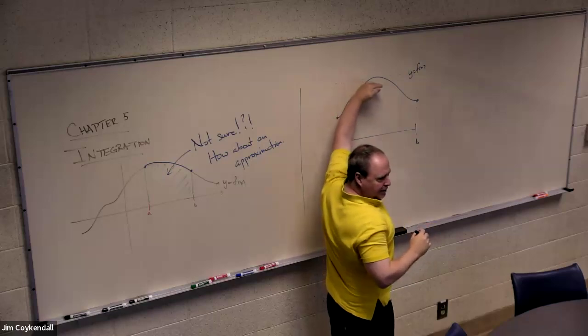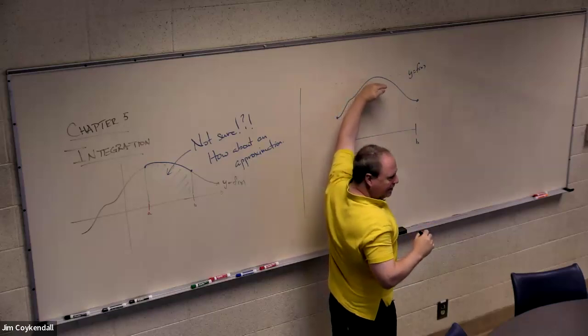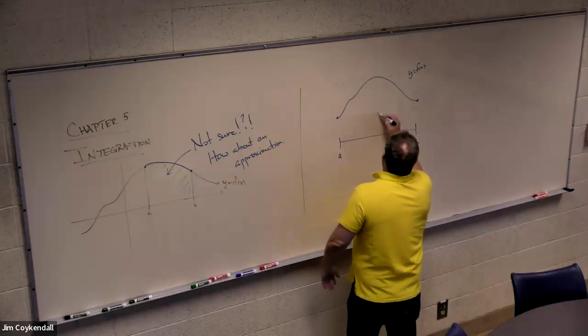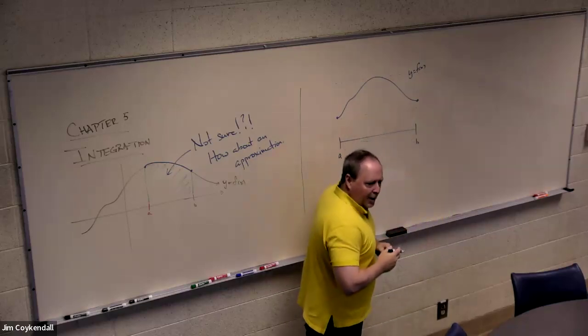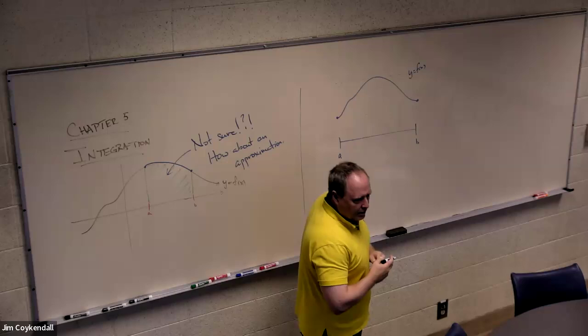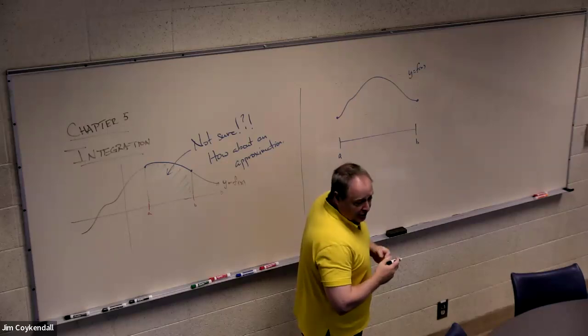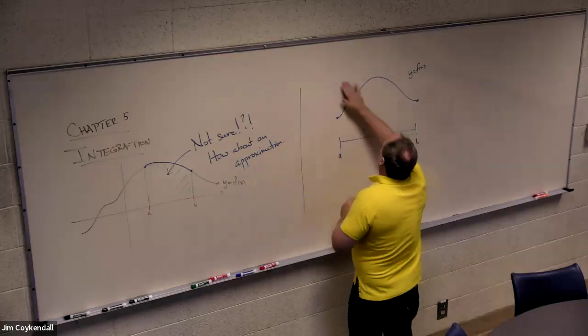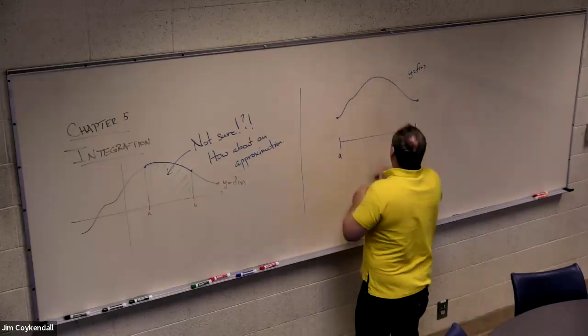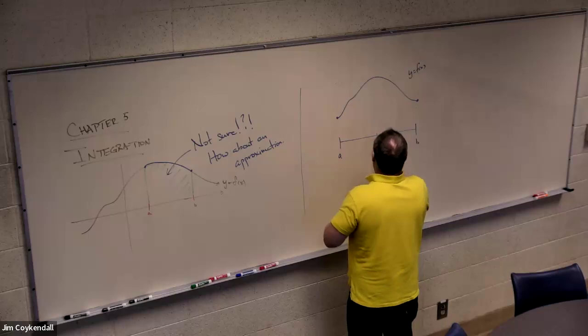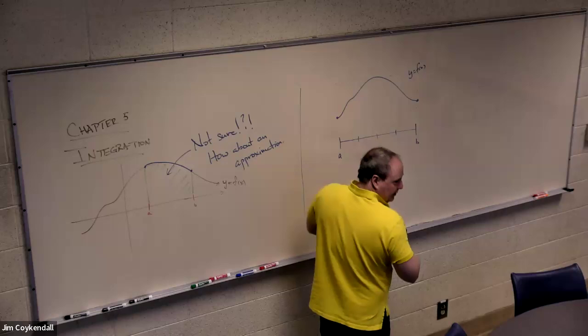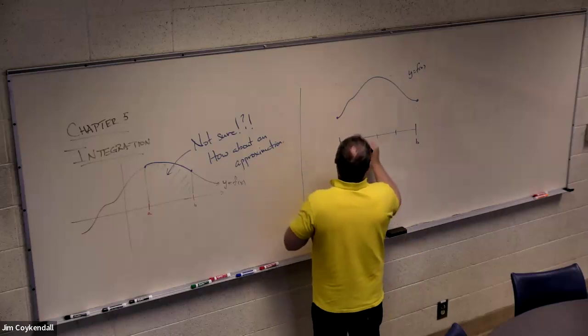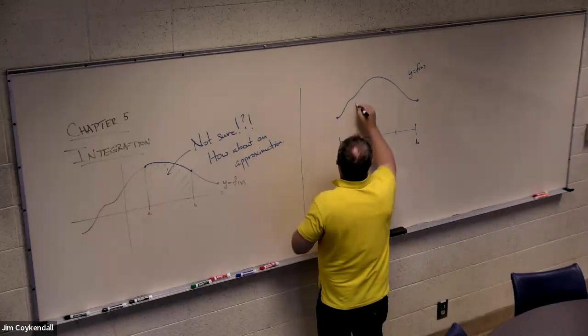Would my approximation be too big or too small? Too big. And I can also go down here. That approximation would probably be too small. I could take those two approximations and add them. Another approach might be this. Let's break this up into four pieces, and let's use the right-handed piece.